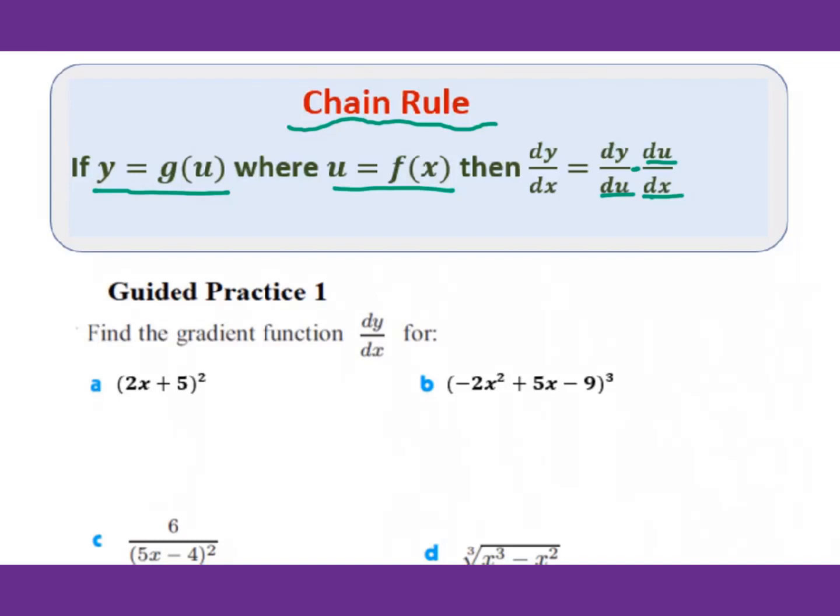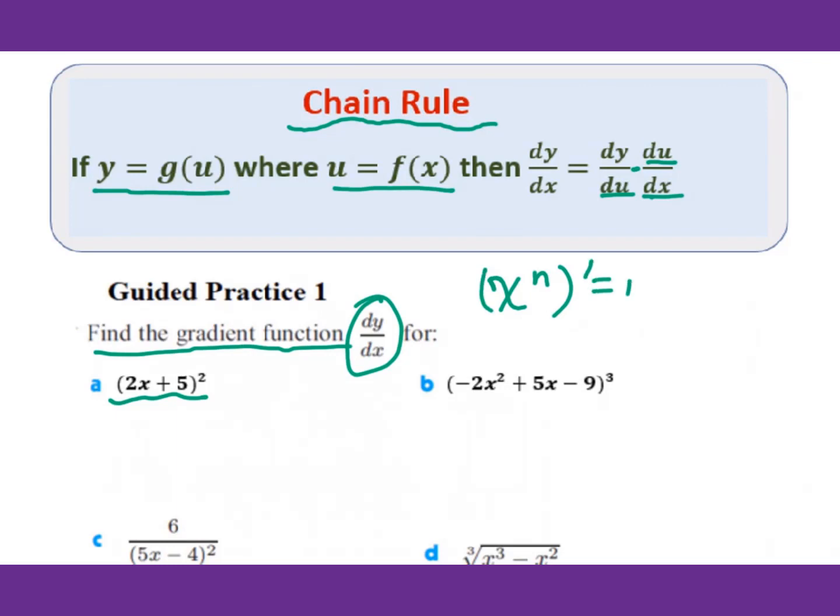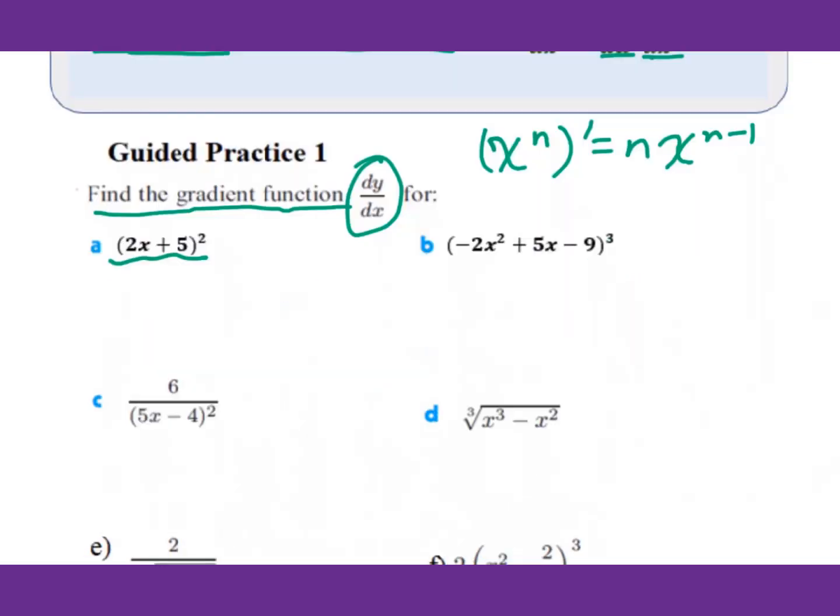So for A, we need to find the gradient function dy by dx. We already learned the power rule, that is nx to the n minus 1. So how to use the chain rule to do this derivative?